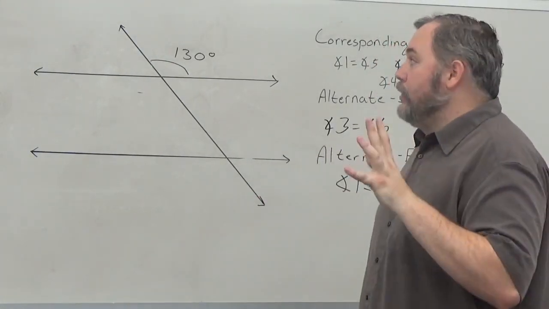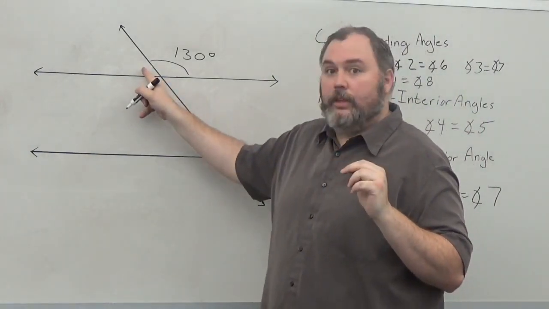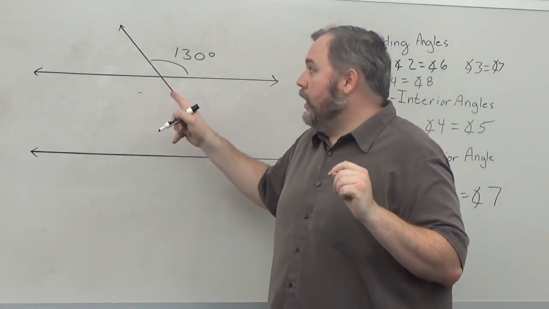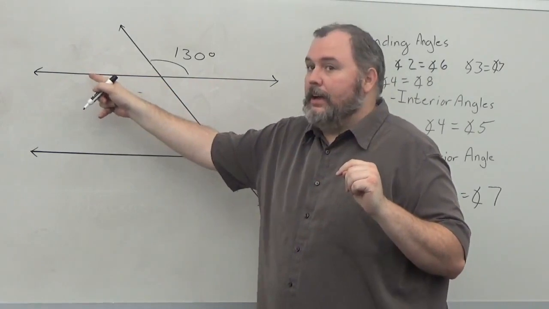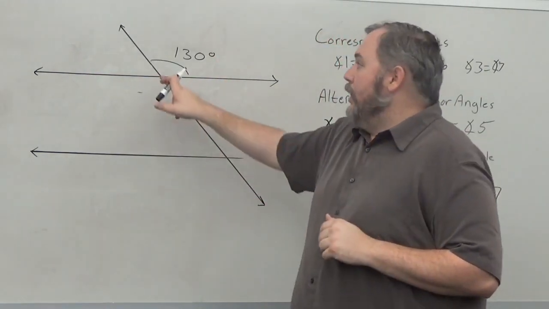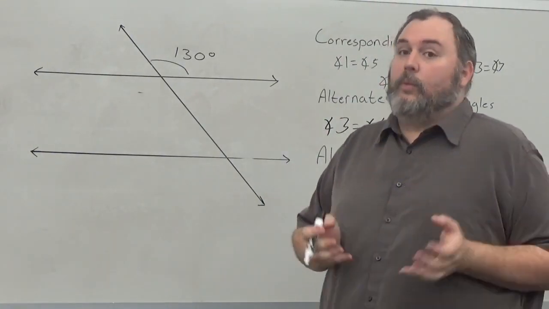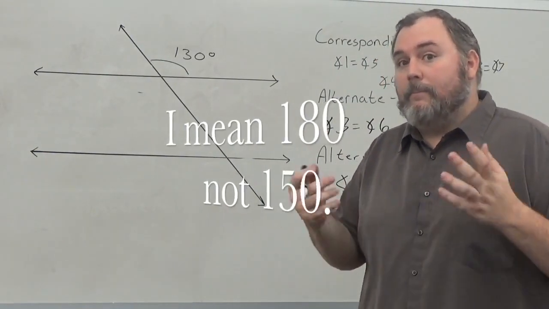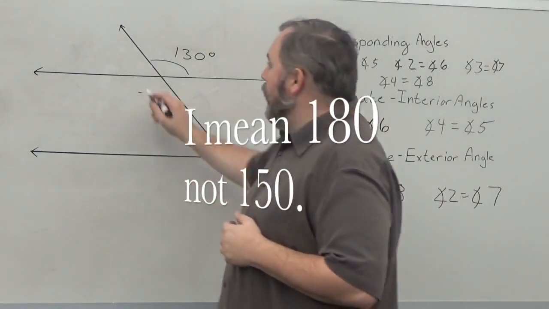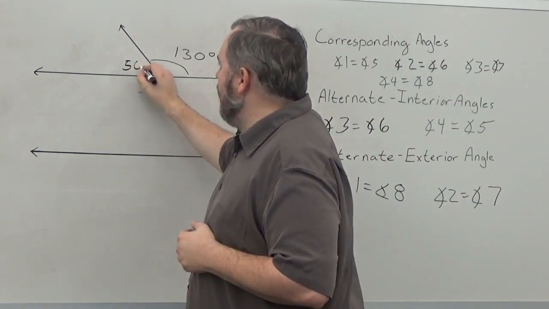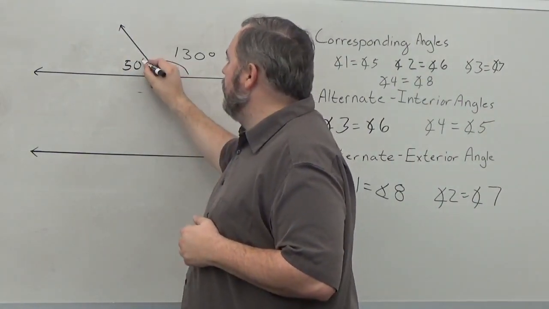All right, so first off, let's concentrate just on this guy right here. We know that this is a line, and basically this angle and this angle are supplementary. So we can say 180 minus 130, and we find out that this missing angle is 50 degrees.